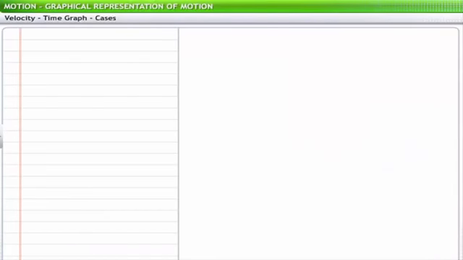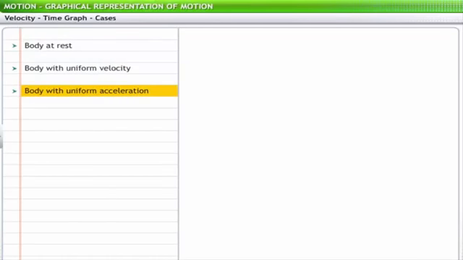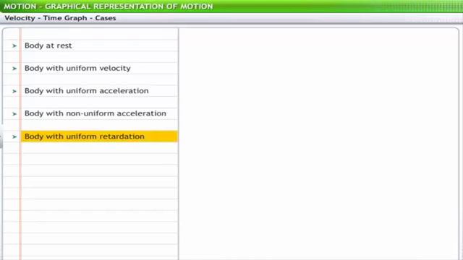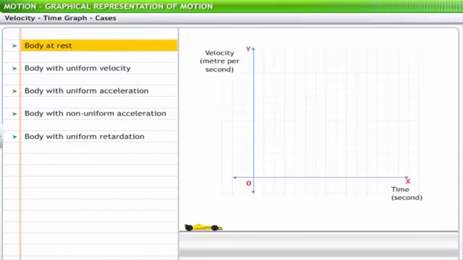Let's consider the different cases that can be represented by a velocity-time graph. Body at rest. Body with uniform velocity. Body with uniform acceleration. Body with non-uniform acceleration. And body with uniform retardation. The displacement is 0 for a body at rest, and hence the velocity is also 0. A velocity-time graph plotted for a body at rest displays a straight line along the x-axis.